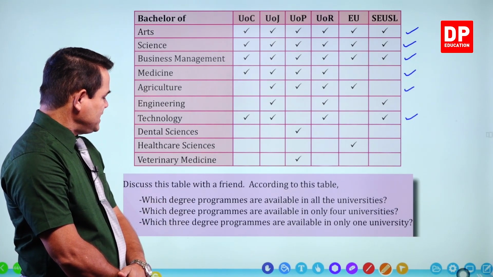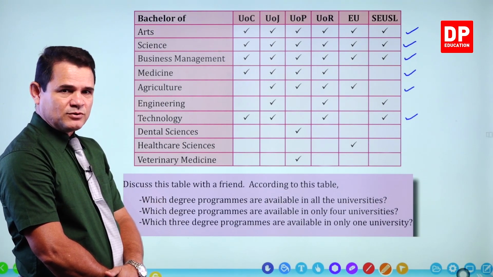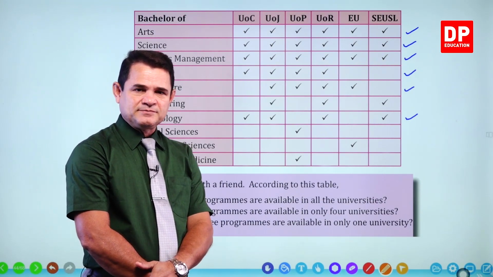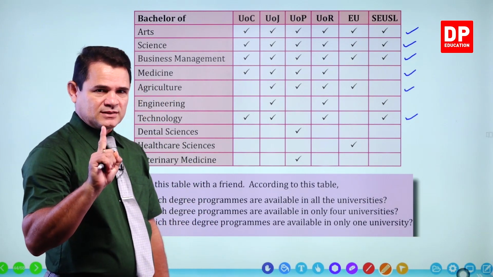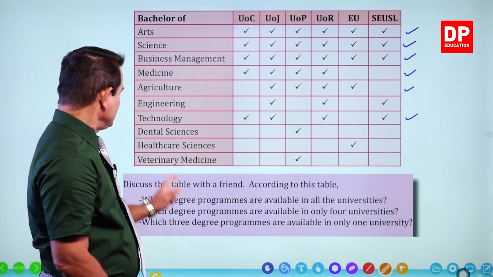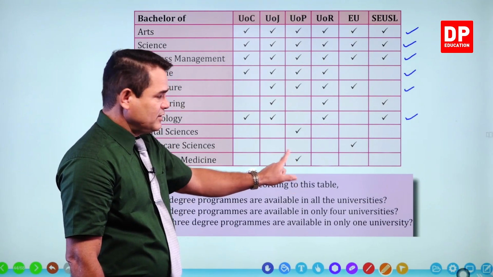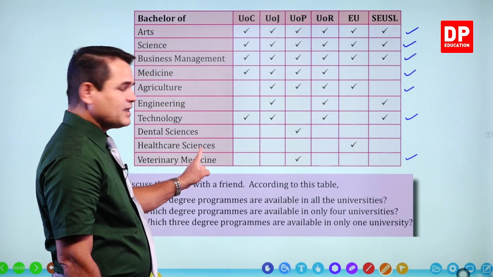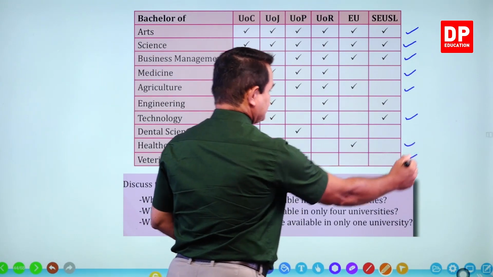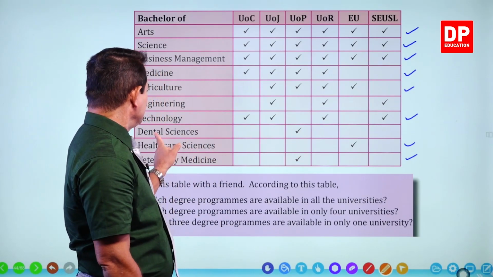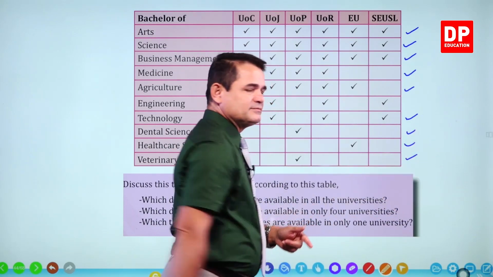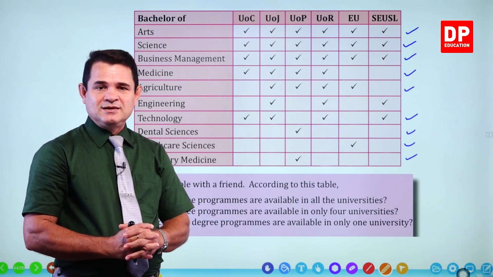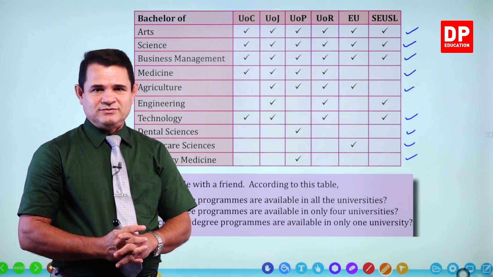Next one, which 3 degree programs are available in only 1 university? Only one university has them. In other universities, no. So now you can see this one, it is only one university. Not in any other. This one. And healthcare science, also only 1 university. And the other one, dental science, also only in 1. So I think now you got a clear idea about the table and the different degree programs of those universities.